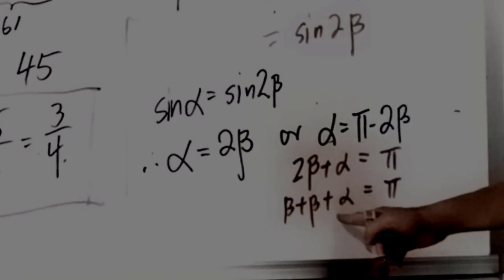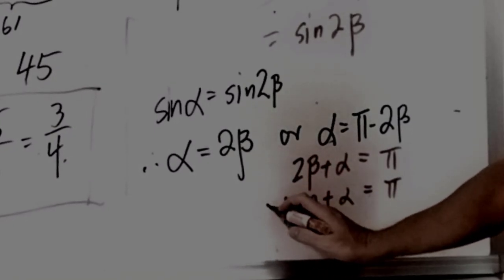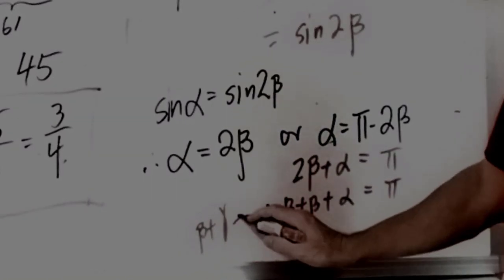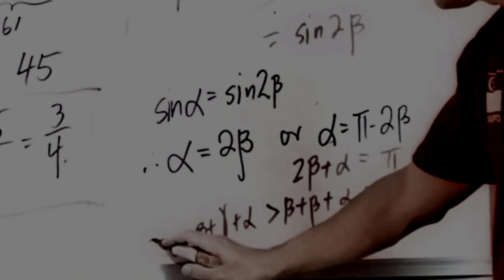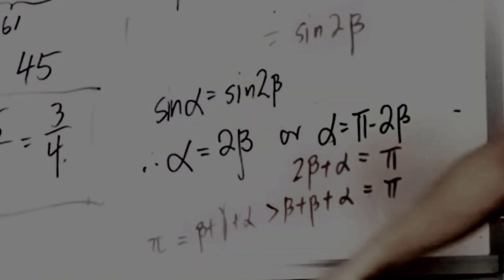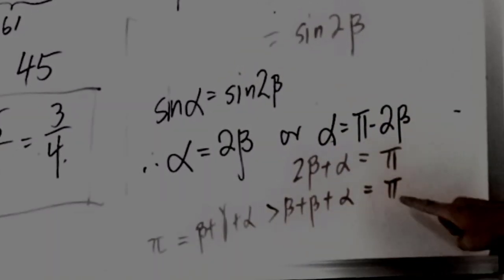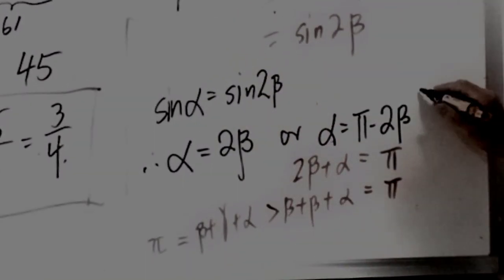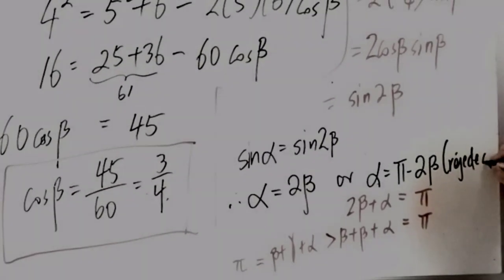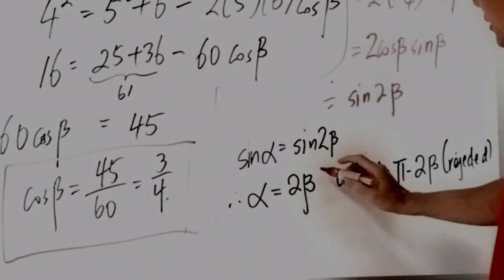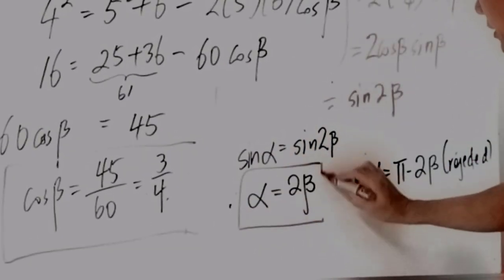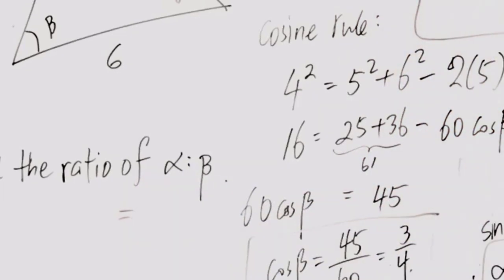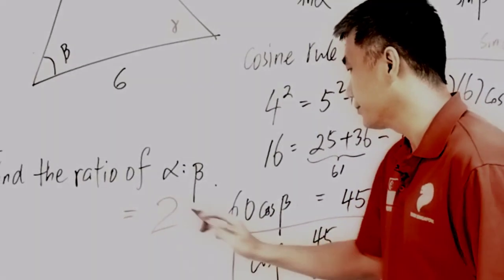But this is beta plus beta plus alpha. It will be less than beta plus gamma plus alpha. And this equals 180 degrees. This will mean that pi is greater than pi. So that will be a contradiction, meaning that we have to reject it. And therefore, as shown, alpha equals 2 beta, and therefore the ratio of alpha to beta equals 2.